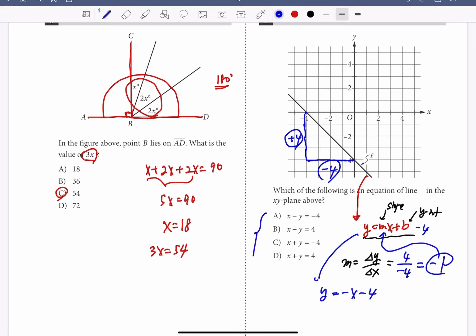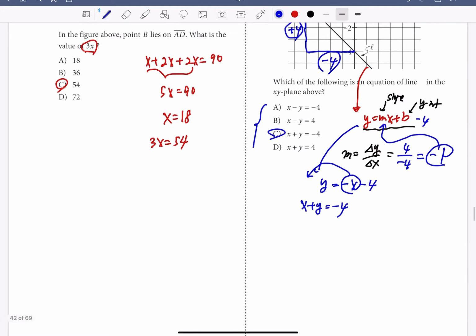And then in the answer choices, there is no mx plus b form. So move this one to the other side, switching signs. So x plus y equals -4. This is standard form. See.